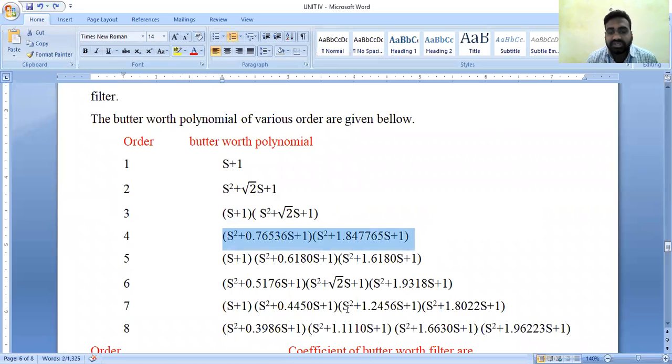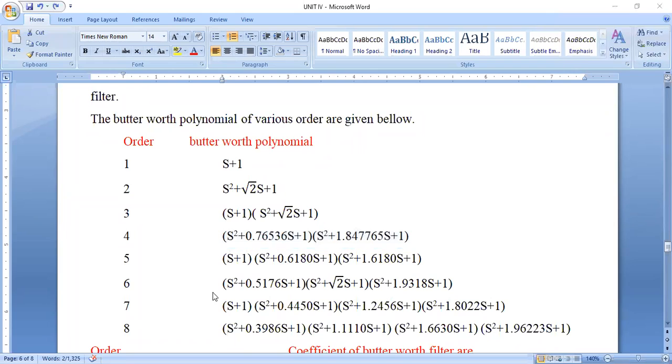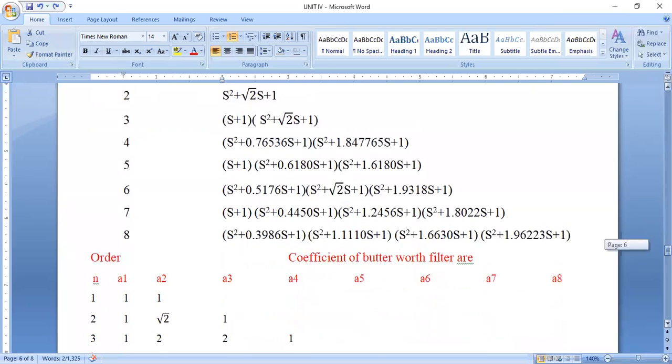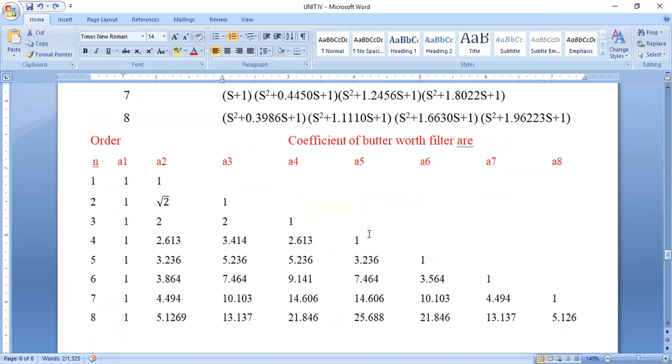So this discussion will go on. If we identify the Butterworth polynomial in the transfer function of a specific filter, then that type of filter is defined as a Butterworth filter. If we go into an in-depth discussion of the coefficients of the Butterworth filter, see here, the first order Butterworth filter coefficient is 1. That means the lowest order of the Butterworth filter.